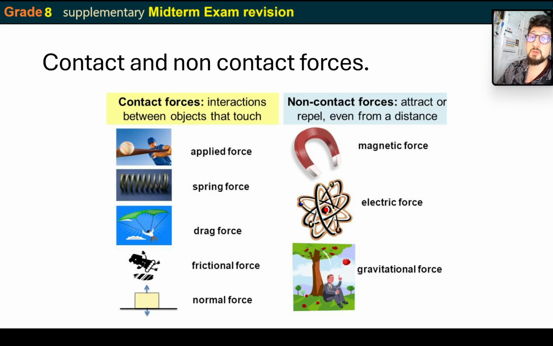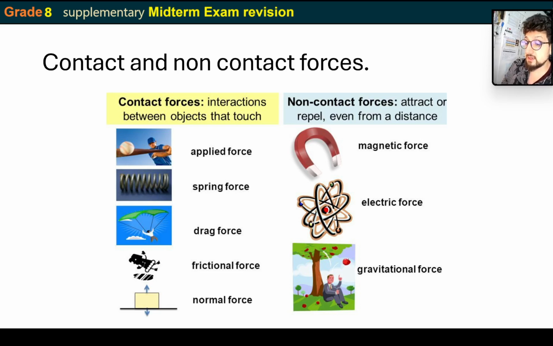Examples of non-contact forces: the obvious one is gravity, or weight. See, if I let go of this and there's nothing attached to it, it still goes down. How does it go down without anything grabbing onto it? It's because it's a non-contact force. So gravity or weight is a non-contact force.